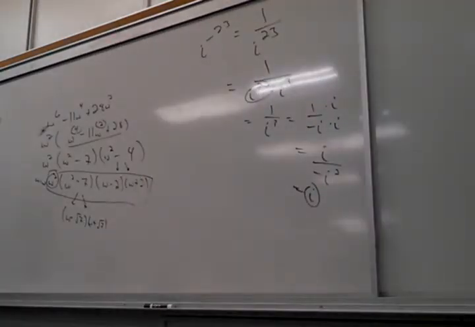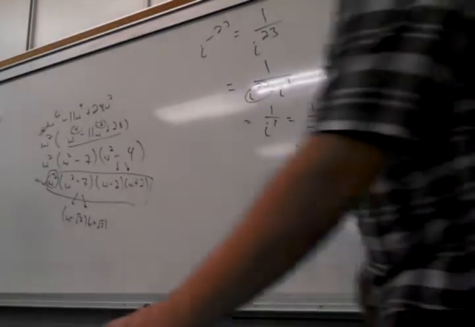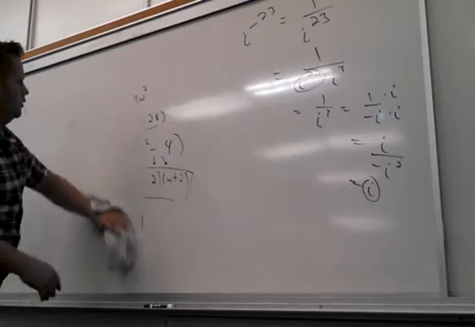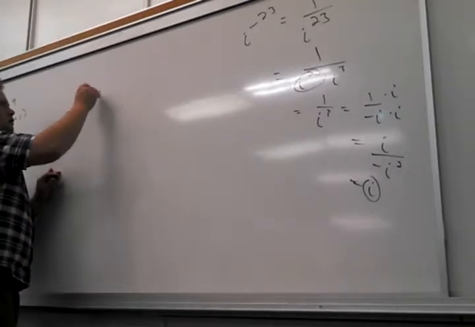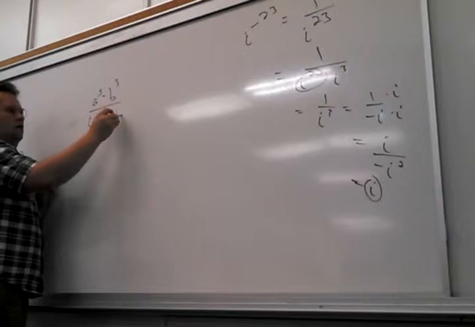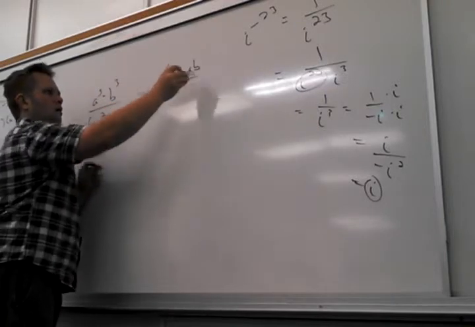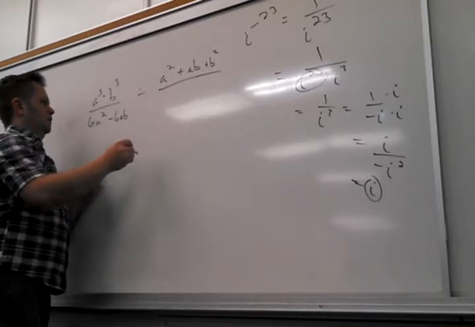This is from way back in quiz 2. It's a cubed minus b cubed over 6a squared minus 6ab, divided by a squared plus ab plus b squared over 3a.